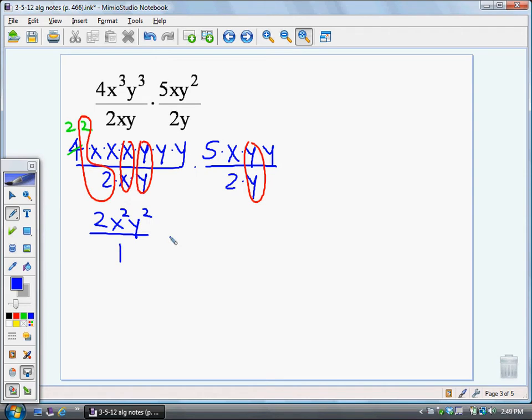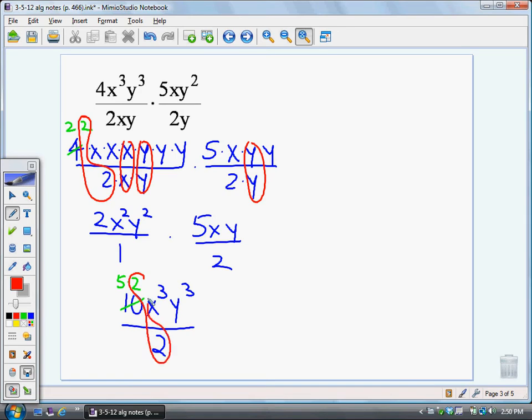And then on the top, you have 5xy over 2. And then when you multiply them, 2 times 5 is 10, x squared times x is x to the 3rd, y squared times y is y to the 3rd, all over 2. Now I can still simplify. This becomes 5 times 2, and that becomes 1. And so you have 5 x to the 3rd, y to the 3rd.